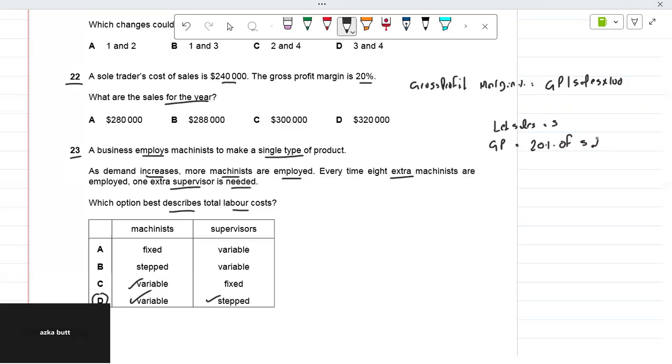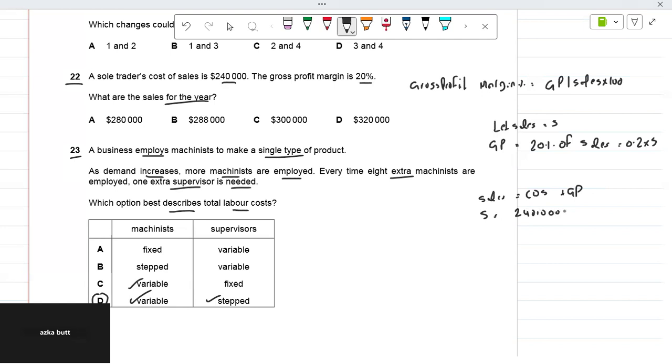Which is equal to basically 0.2 multiplied by sales. Okay, so the relationship between sales, cost of sale and gross profit is that sales is equal to cost of sale plus GP. So if we substitute the known values, sales we don't know, but we know the cost of sale, which is 240.